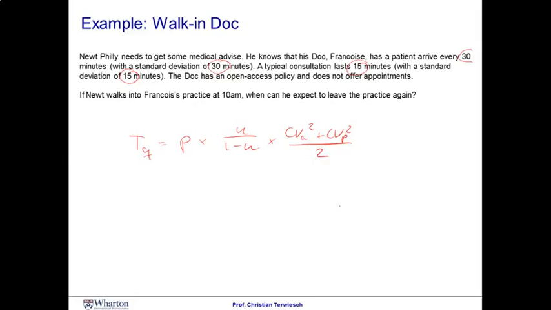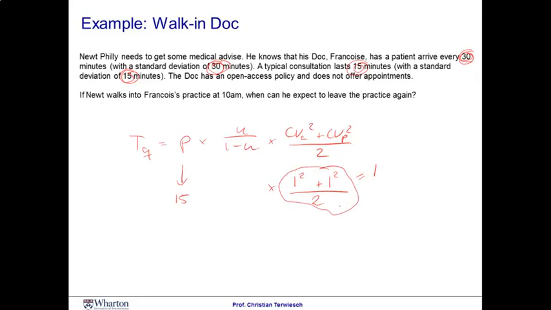Now, which one of these ingredients in the formula is easy? Well, we see that the processing time is simply 15 minutes. What else? The coefficient of variation of the inter-arrival time is 30 minutes of standard deviation divided by the 30-minute average. So this means it's 1, which gets squared, but it still stays 1. Same for the processing times. The standard deviation here is 15 minutes. The average is 15 minutes. So I have another 1 squared, and I divide those two by 2. So this whole last factor is simply going to be equal to 1.